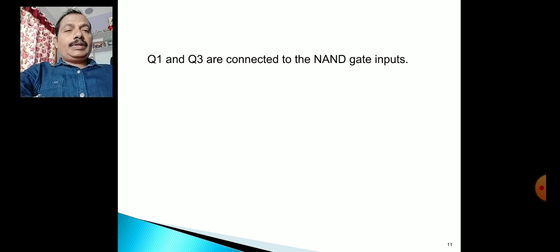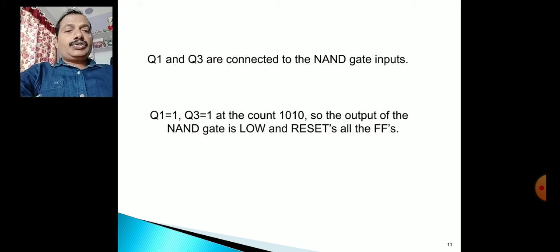So Q1 and Q3 bits are connected to the NAND gate inputs. Whenever these are 1 at the count 1 0 1 0, the output of the NAND gate is low, and that will reset all the flip-flops to zeros.